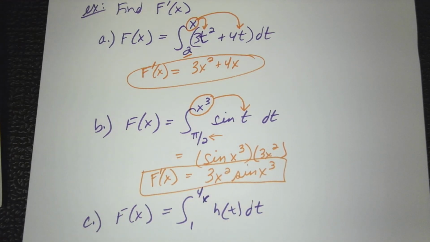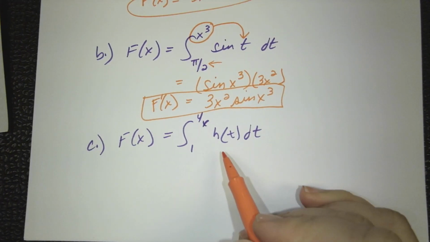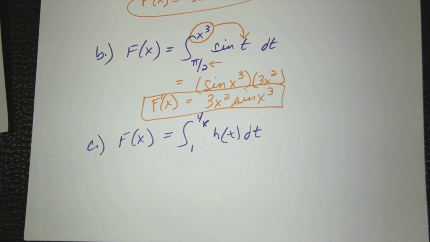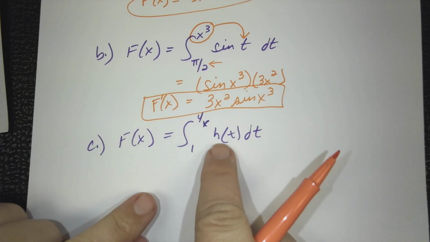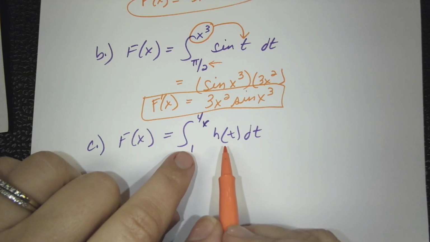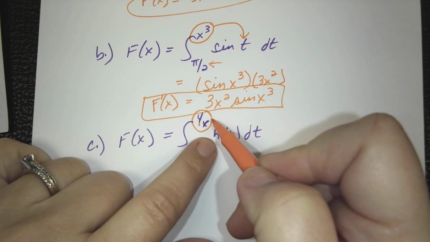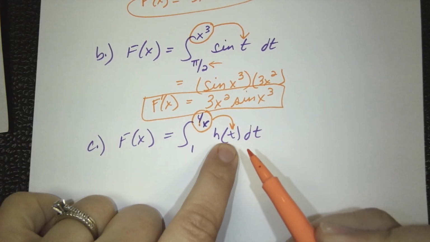Okay? Let's do one more. What if they wrote it like this, Mrs. Seta? What if they wrote h of t? Again, what you're noticing is x's and t's mixed together. But they didn't really give me a function. That's okay. We still know what we should do with this 4x. What should we do with that 4x? Put it right there, right?